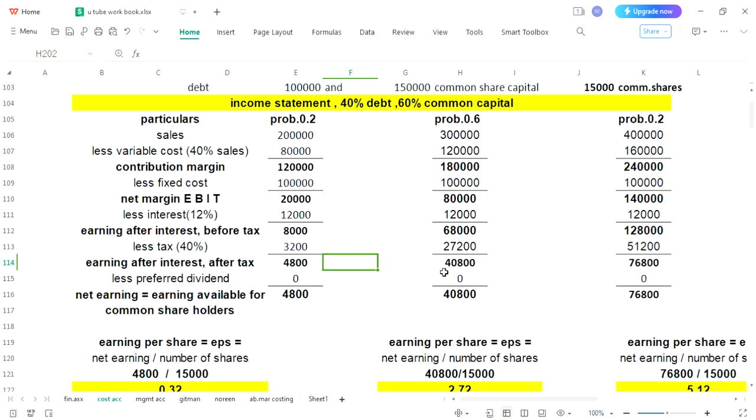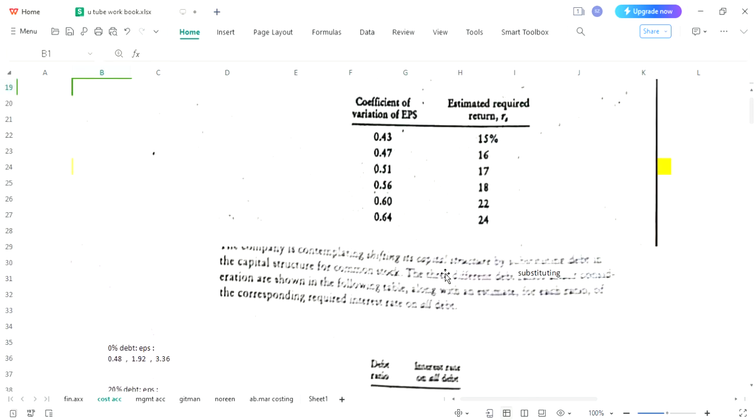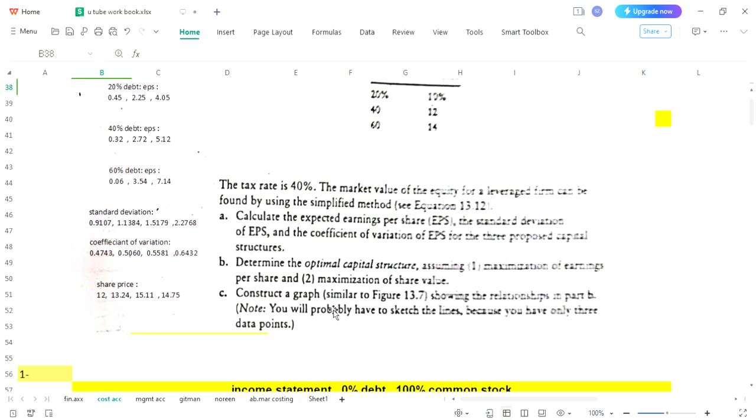Let's see if anything else is present in our question. Construct a graph, and it has been completed. So all three parts A, B, C are completed.